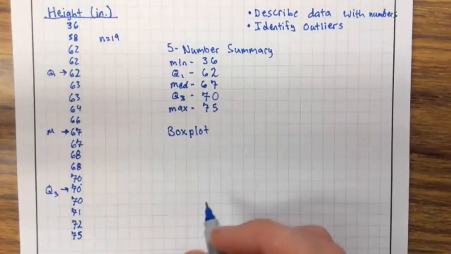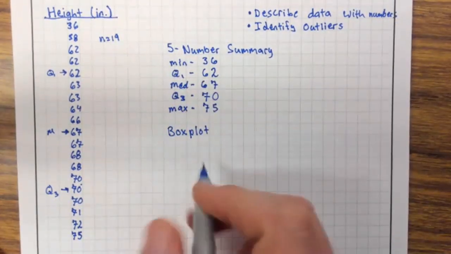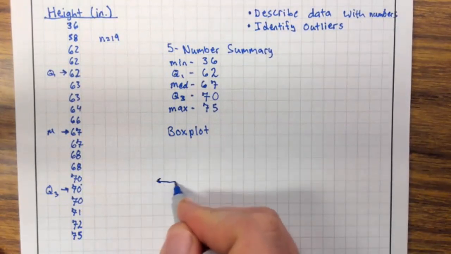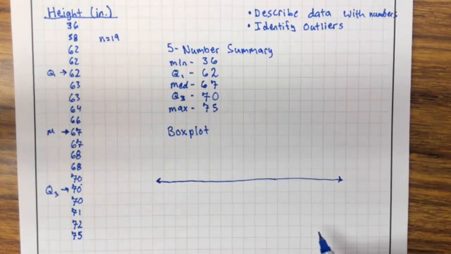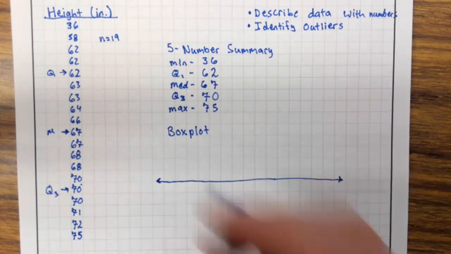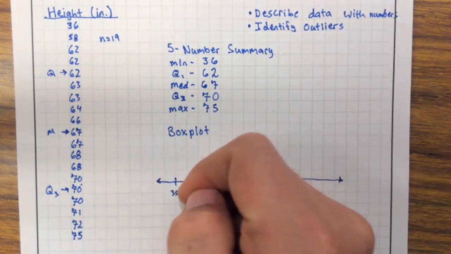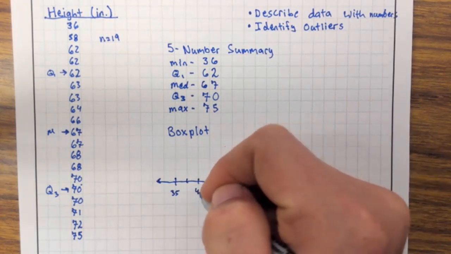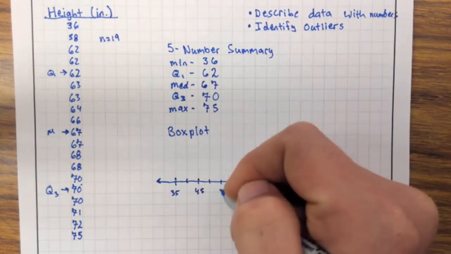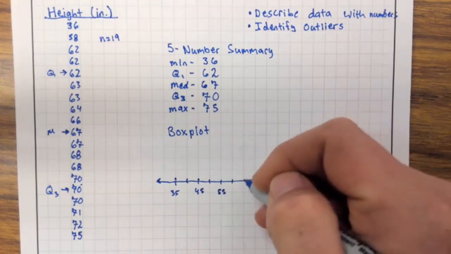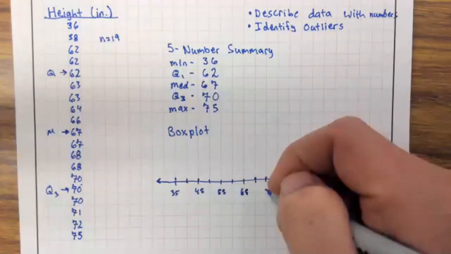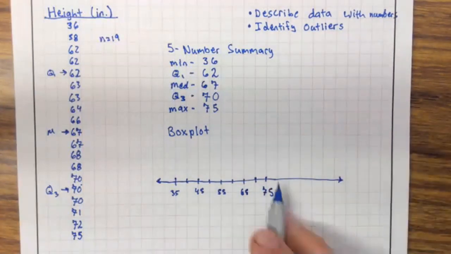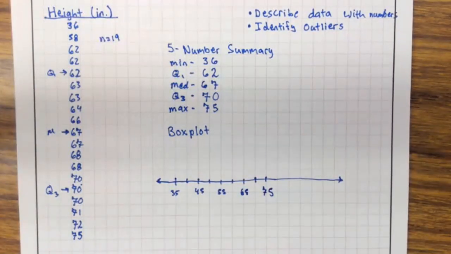Or maybe we can create a little scale first. So let's create an axis down here. Okay, and we'll range from 36 all the way up to 75. So I'll just start here at 35. That would be 40, let's do 45, 50, 55, 60, 65, 70, and then 75. And that'll get all of our data. I made that way longer than necessary, and that's going to be okay.